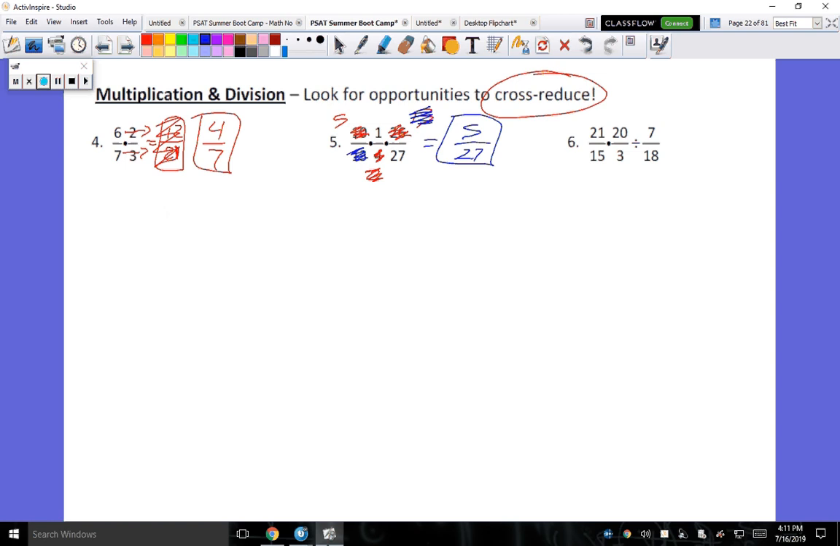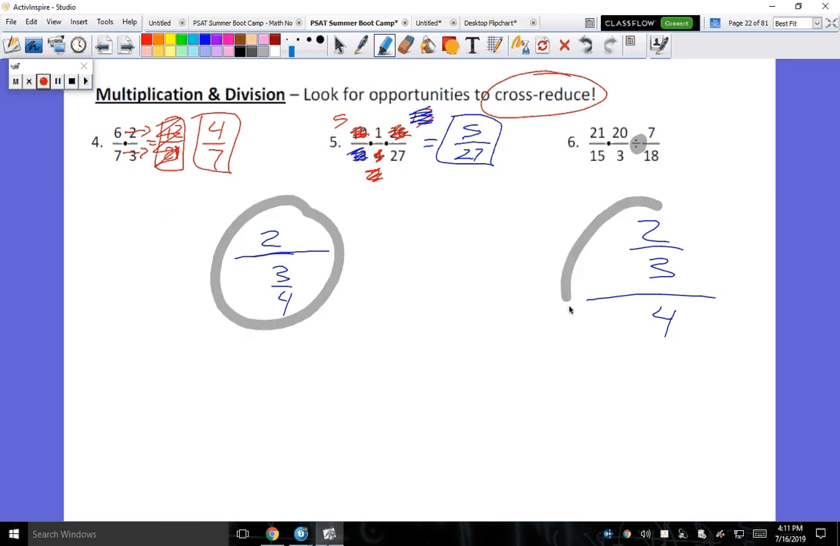Do we agree? Okay, let's do the last one. I know this looks a little bit weird. Sometimes you'll get fractions that look like this, or fractions that look like this. Are these two the same? Did someone say yes? It's okay, I'm just trying to see what the answers were.